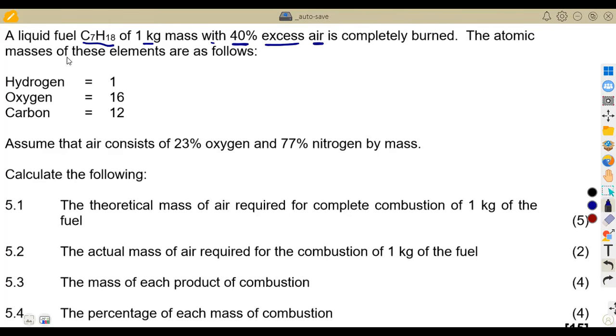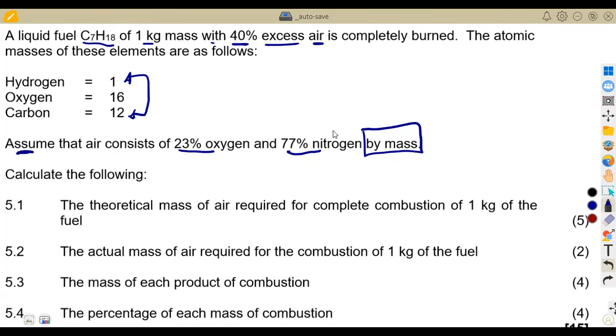The atomic masses of these elements are as follows. The elements that you are considering are hydrogen, carbon and also oxygen. These are the atomic masses that we are given. Also, you are supposed to know this, that by our syllabus, air consists of 23% oxygen and 77% nitrogen, but this is by mass.